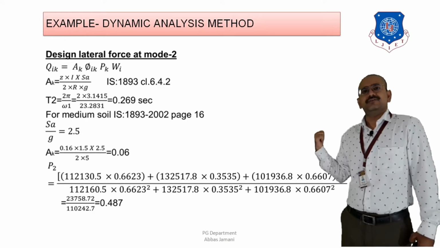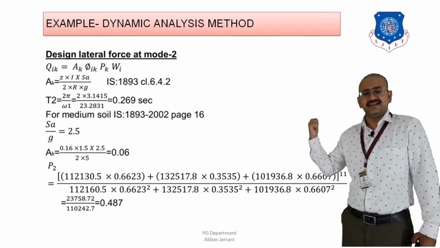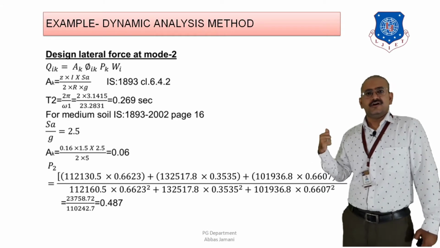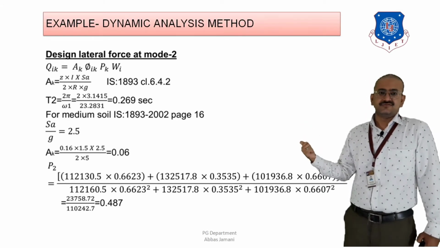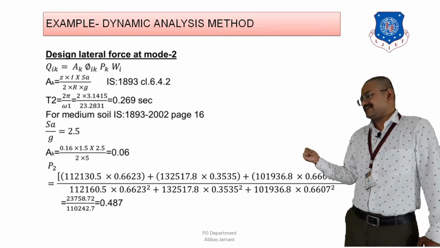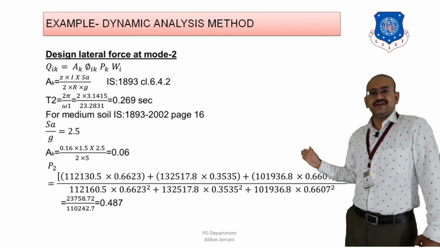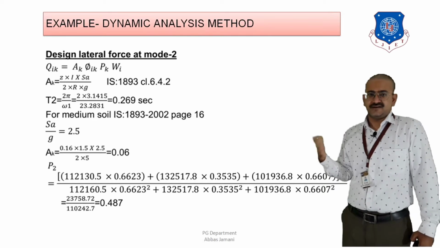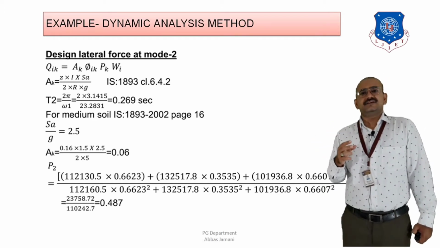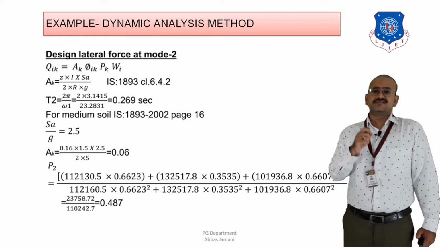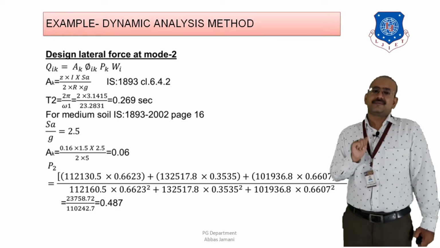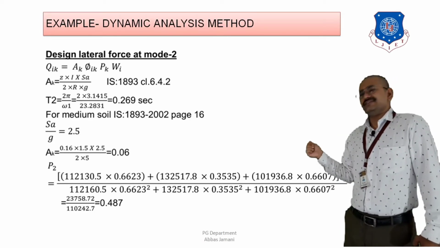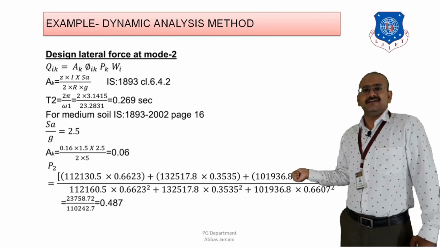And corresponding to this, if I refer to IS 1893 under the dynamic head and the value for medium soil, then the value of Sa by g will be 2.5. Substituting that value into Ak, I will get Ak is equal to 0.06 or 6%. That is, out of the total seismic weight, 6% of its weight is going to be applied as a lateral load on the building. Now, once the value of Ak is available, then I can find the value of P2.